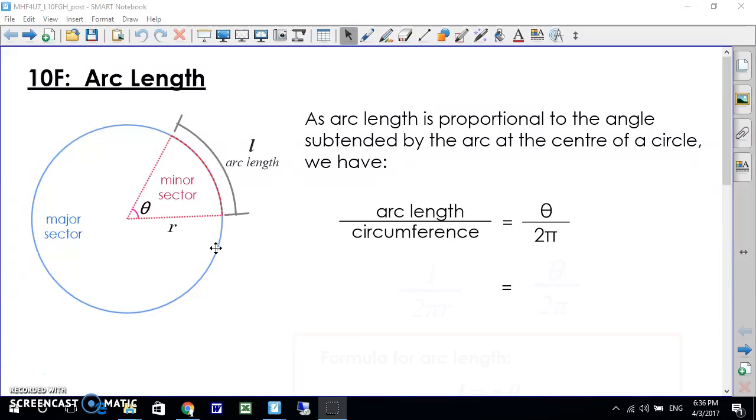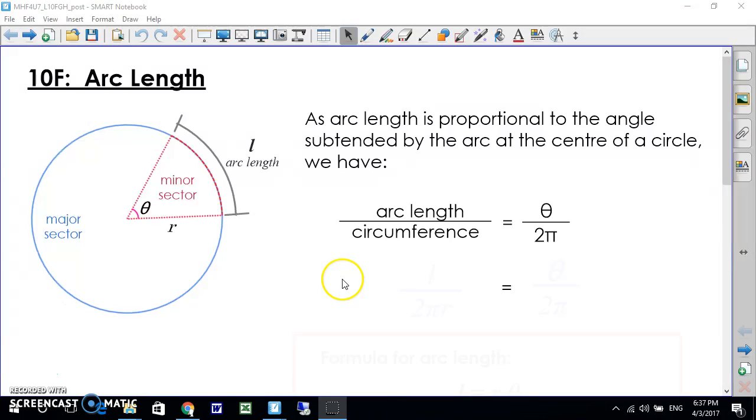In order to calculate the arc length, you can actually form some proportions. We can compare the arc length, L, to the entire length of the circumference, and then equal this to the angle subtended by the minor sector, which is theta, compared to the angle that corresponds to the entire circle in one rotation, which is 2 pi.